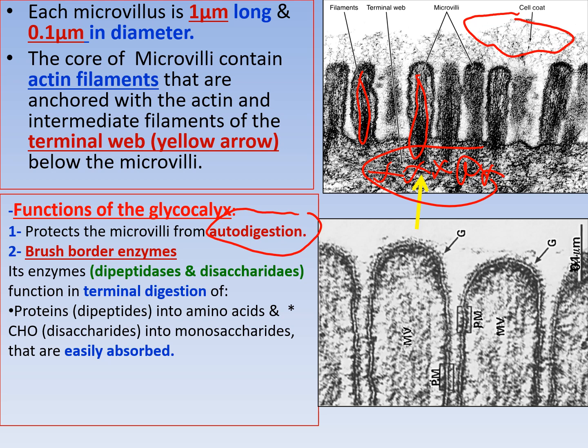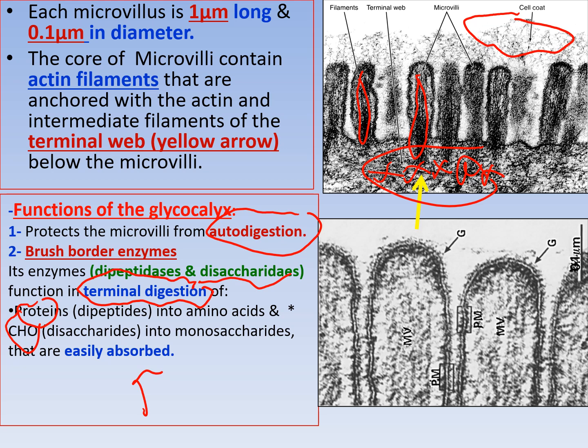Also, we are going to have enzyme in this cell coat. This cell coat will form enzyme which is called brush border enzyme, for example, dipeptidase and disaccharidase. You know from biochemistry that this enzyme will make complete digestion of the protein and carbohydrate coming from the small intestine and help in terminal digestion. We mentioned before that one of the functions of the small intestine is making terminal digestion. For example, dipeptidase will digest the remaining protein. Disaccharidase will digest carbohydrate into monosaccharide for easy absorption.